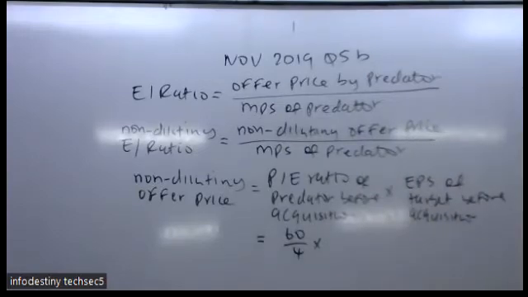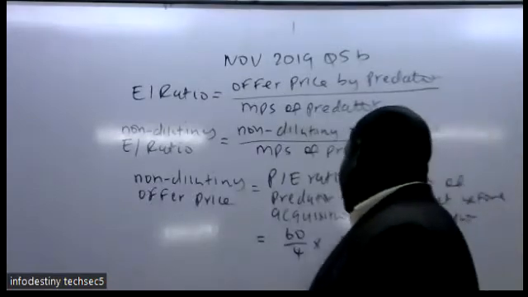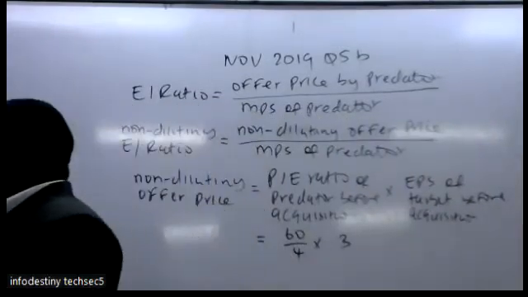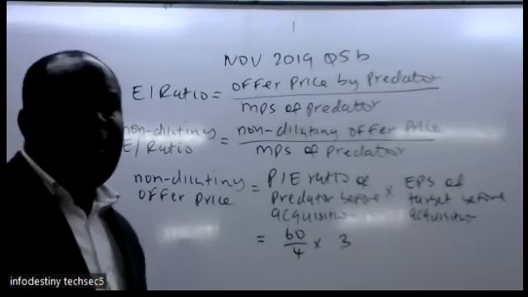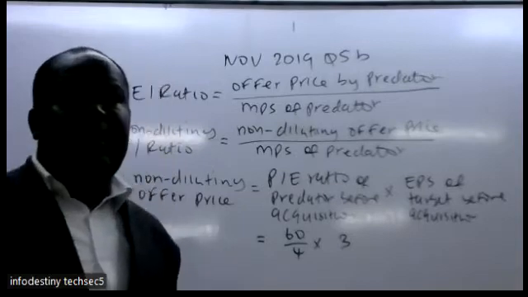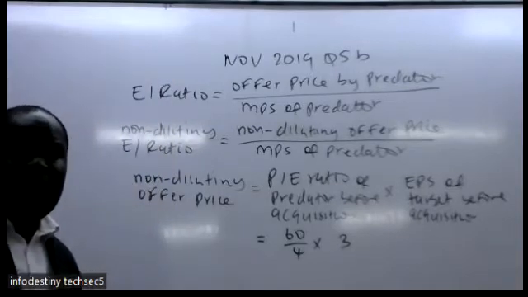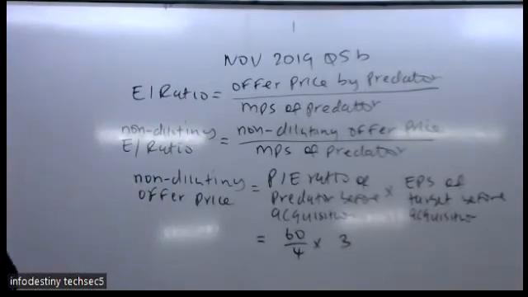B Limited is the target. Its earning per share has been given as 3. So we compute that figure to give us the non-diluting offer price. To get the price earning ratio, it is market price per share divided by the earning per share. So that we now come up with the value.